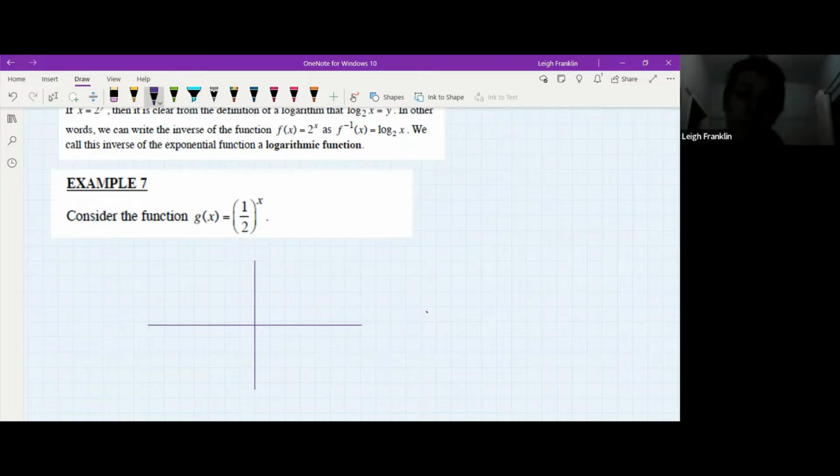Yes, Boichepo? Ma'am, I want to ask, can you repeat the question again? Sure, absolutely. So what I'm saying here is, do you know what the graph g of x equals 1 over 2 to the power of x looks like? If somebody asked you to sketch it quickly, how would you sketch it? What would it look like?